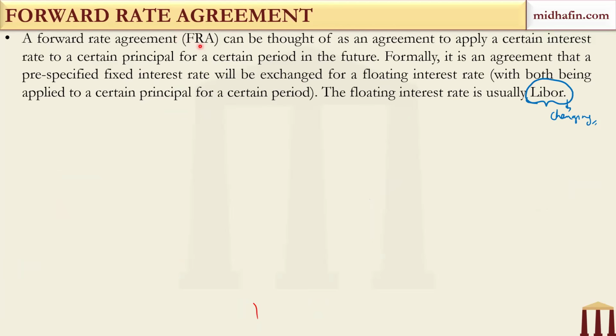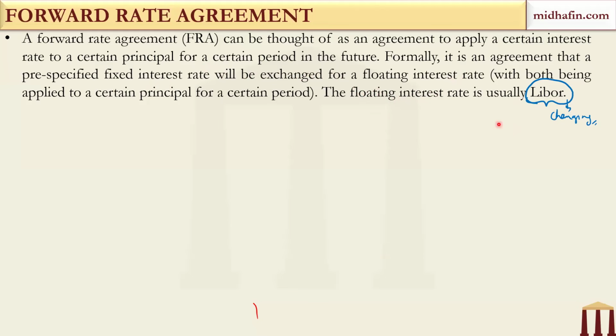So a forward rate agreement can be thought of as an agreement to apply a certain interest rate to a certain principal for a certain period in the future. So a lot of certains are there. We'll draw and we'll understand properly. It is an agreement that a pre-specified fixed interest rate will be exchanged for a floating interest rate. The floating rate was usually LIBOR, but now it has changed.